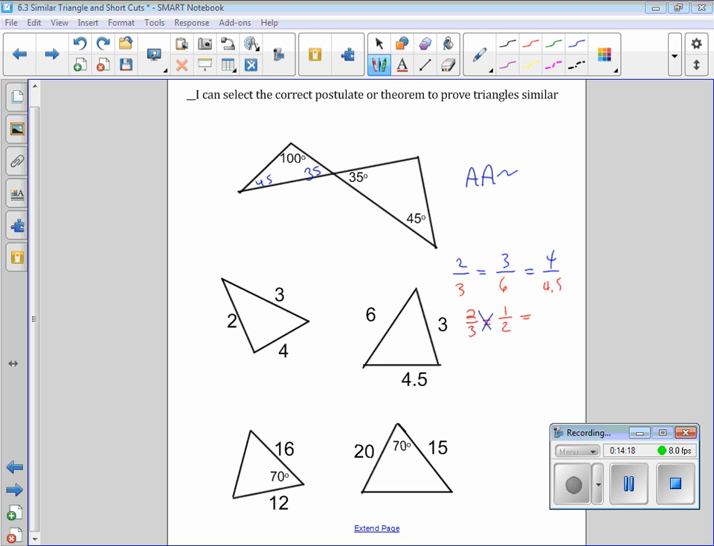In the next problem, I suspected this was going to be a side-side-side similarity deal. I set up my proportions. I got to comparing the first two fractions, and they failed, so I didn't need to go any further. Those are not similar. Put me on pause and I'll get the next one.